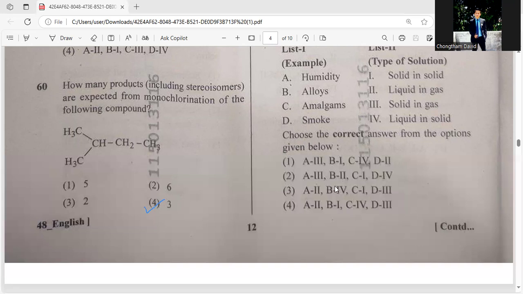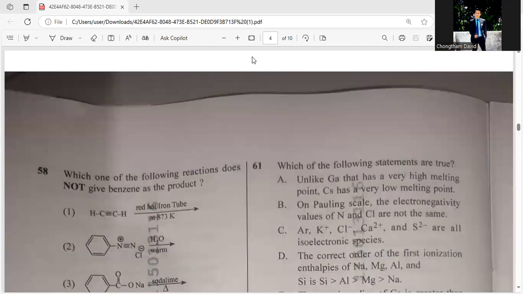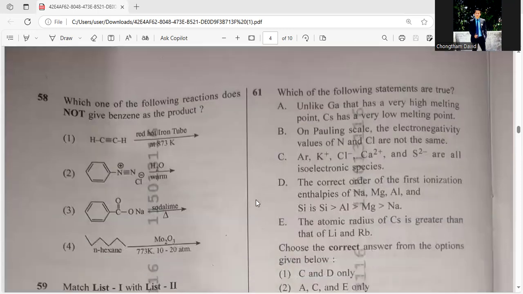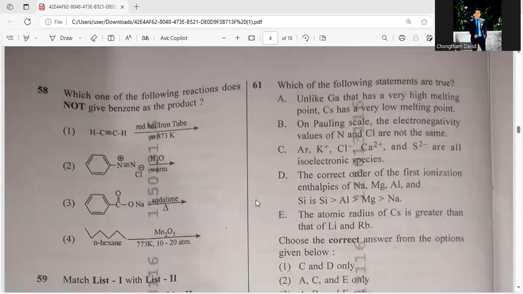Question number 61. Which of the following statements are true? A. Unlike gallium that has a low melting point, cesium has a high melting point. B. On the Pauling scale, the electronegativity values of N and Cl are the same. C. Argon, potassium, chloride, calcium, and sulfide are all isoelectronic. D. The order of the first ionization enthalpies of sodium, magnesium, aluminum is as follows. E. The atomic radius of cesium is greater than that of lithium and rubidium.